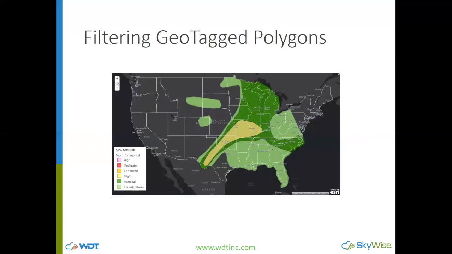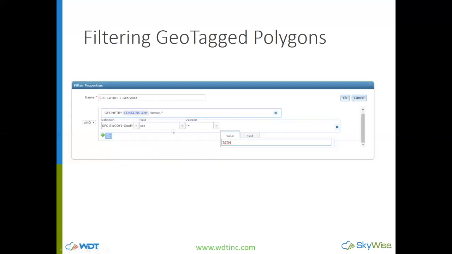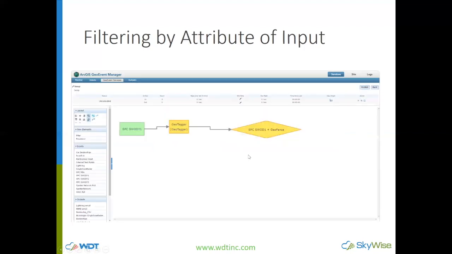Now, if we go back and look at the Storm Prediction Center polygons, for example, it has thunderstorm, marginal, slight, enhanced, moderate, and high. We don't care about thunderstorm. It's not really a big risk factor for what we're worried about. So we're going to add another layer to the filter, and we're going to say, and when the SPC category doesn't equal thunderstorm. So we're going to just eliminate those from the process so we don't create extraneous alerts that are too frequent and don't really have a lot of consequence.